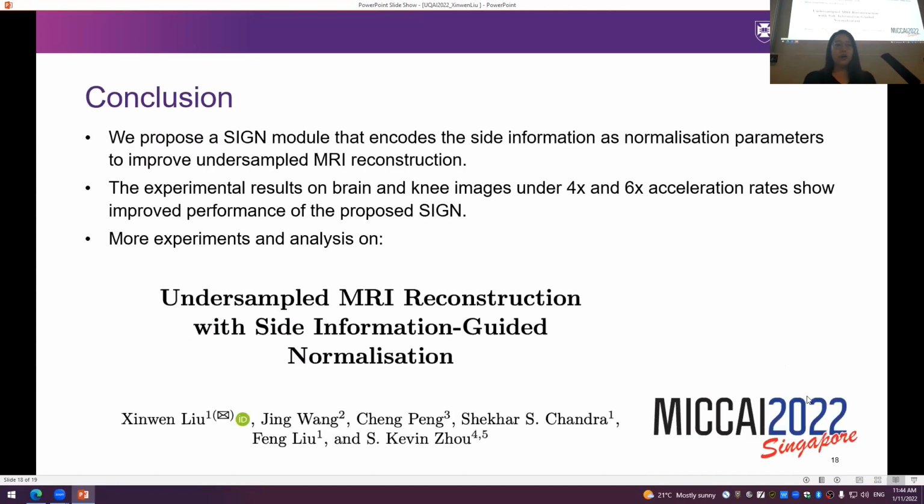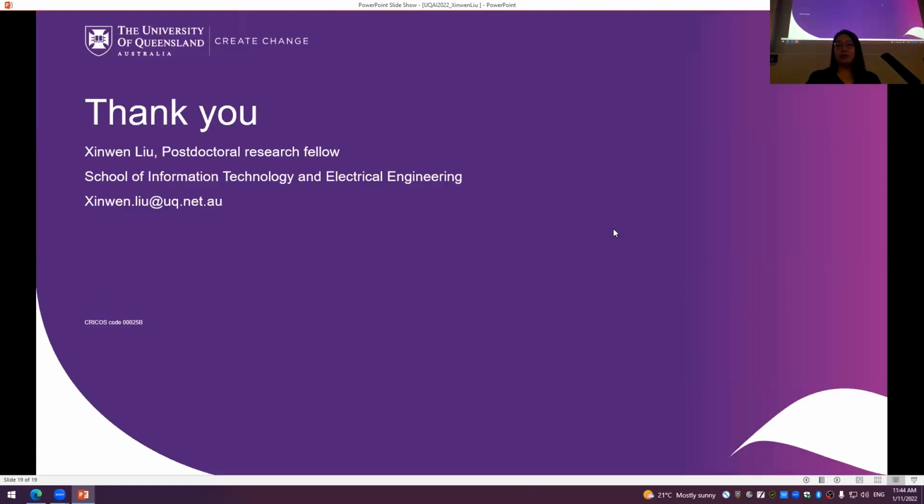Yeah, so that's all. In conclusion, we propose a sign module that can encode the set information as normalization parameters to improve the undersampled MRI reconstruction. And we have conducted more experiments and analysis, and you can refer to our paper for more information. So that's all. Thank you.